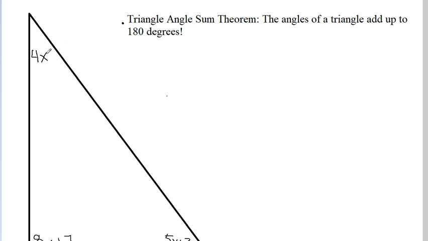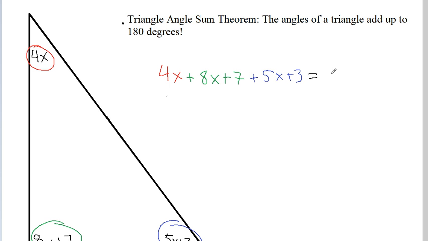So we're going to do the same thing. We take my three angles and we add them up. And here she goes. And we set the whole thing equal to 180. Now this time we've got all these x terms, so we really do want to just combine our like terms and simplify the equation. So 4x plus 8x is 12x, plus 5x gives me 13x.